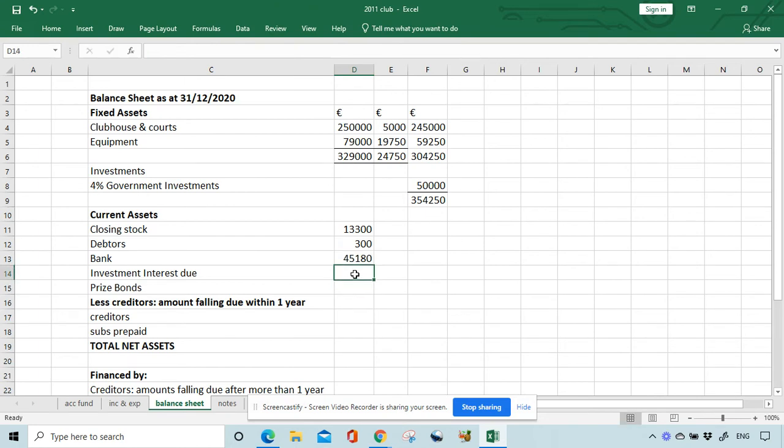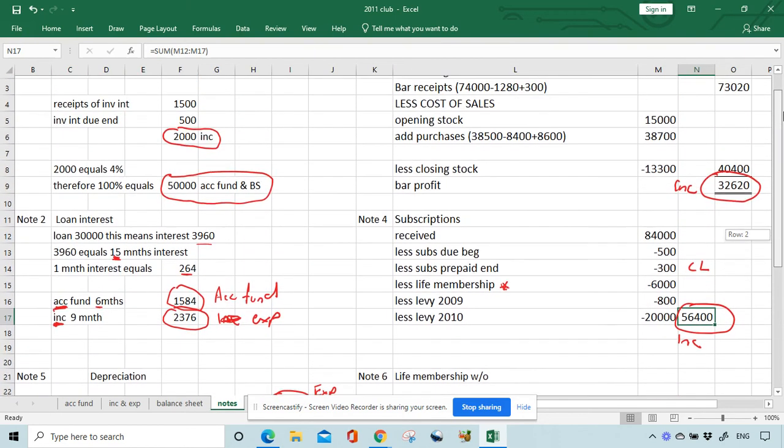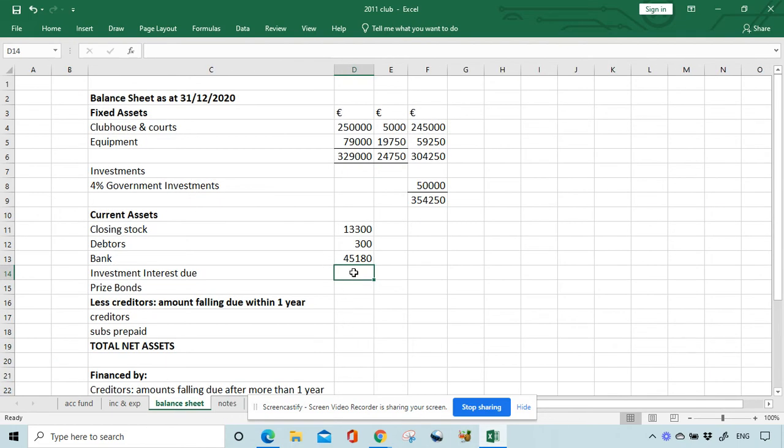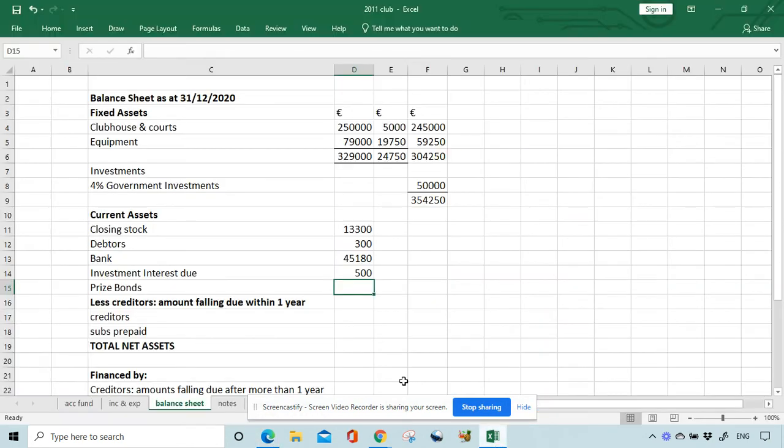Investment interest due. This was from note 1, remember? Let's go to investment interest. Investment interest due at the end. I should have marked there. That's balance sheet. €500. And prize bonds comes from the payments. It's 4,400.